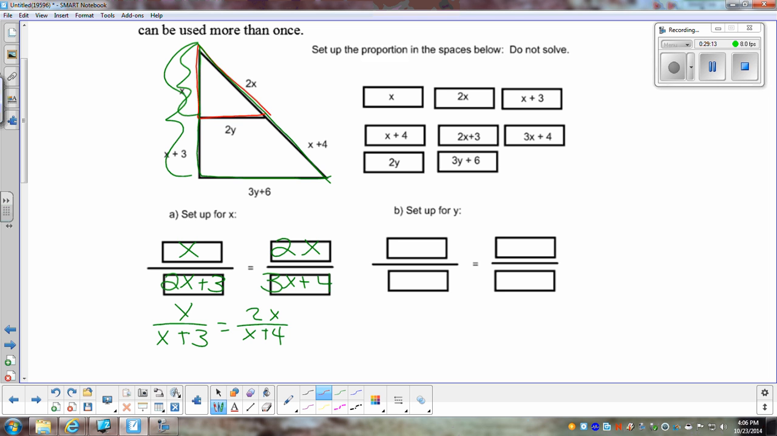To find the y, you're going to need to use x's in the y's, but I know I need to use the 2y and the 3y plus 6. And then I can either use x over 2x plus 3 or 2x over 3x plus 4.